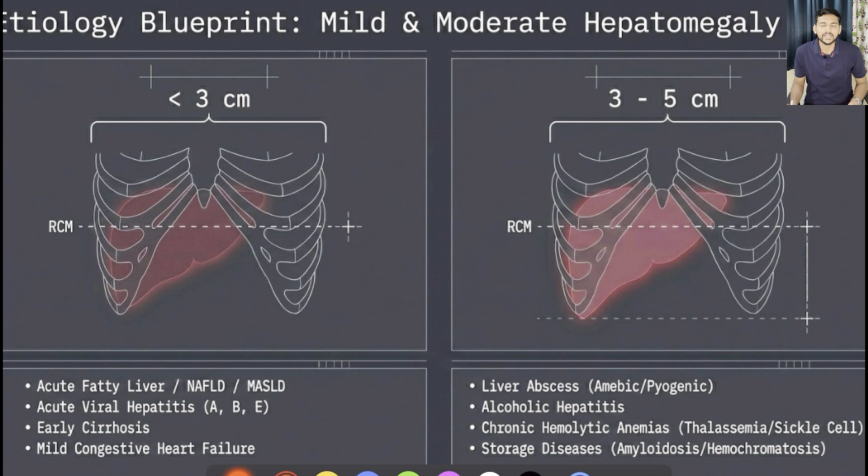So once you find the grading, we have to think of several causes which might be leading to hepatomegaly. For example, for mild enlargement, it can be due to fatty liver, acute viral hepatitis, early stages of cirrhosis, or mild congestive heart failure. So some form of infiltration to the liver tissue is causing enlargement. Whereas for moderate hepatomegaly, remember these causes: liver abscess, alcoholic hepatitis, chronic hemolytic anemias, for example thalassemia and sickle cell anemia, as well as some storage disorders like amyloidosis or hemochromatosis.